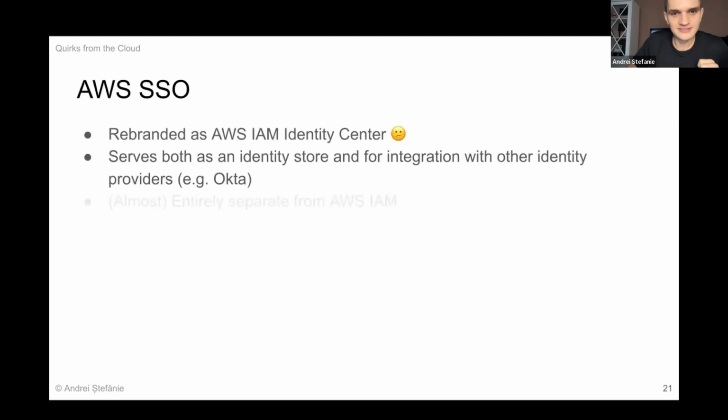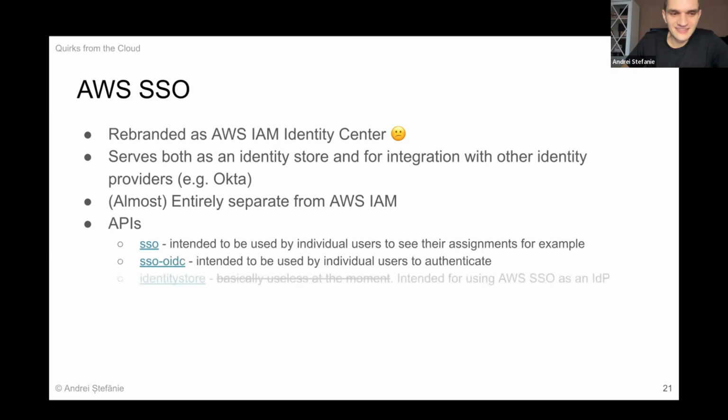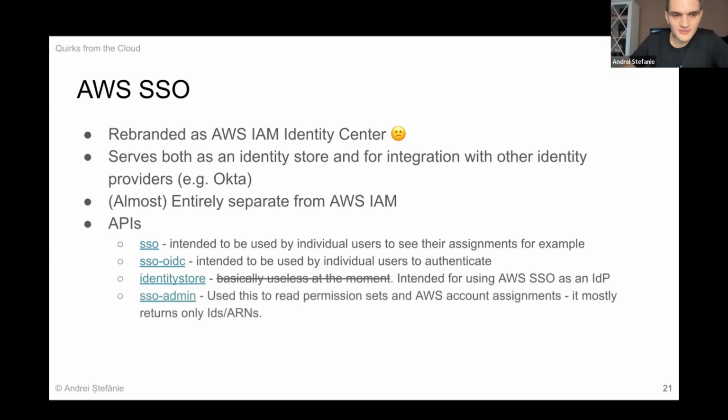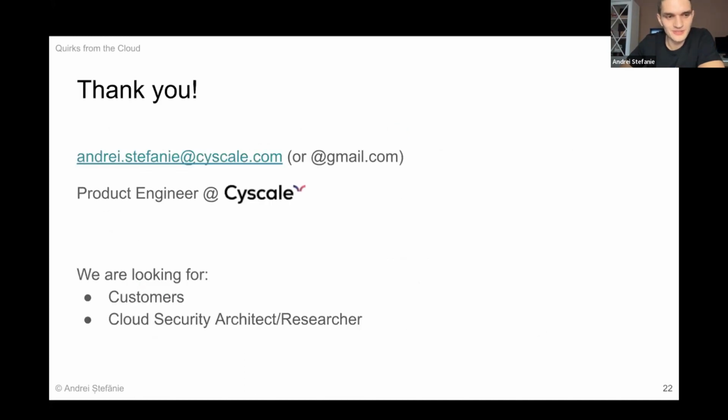All right. AWS single sign-on. It's now called IAM Identity Center, and interestingly enough, it has almost nothing to do with AWS IAM, the other service for users. And also, it has a bunch of APIs that you can use, and it can be quite confusing because there are multiple APIs. So yeah, that would be it.